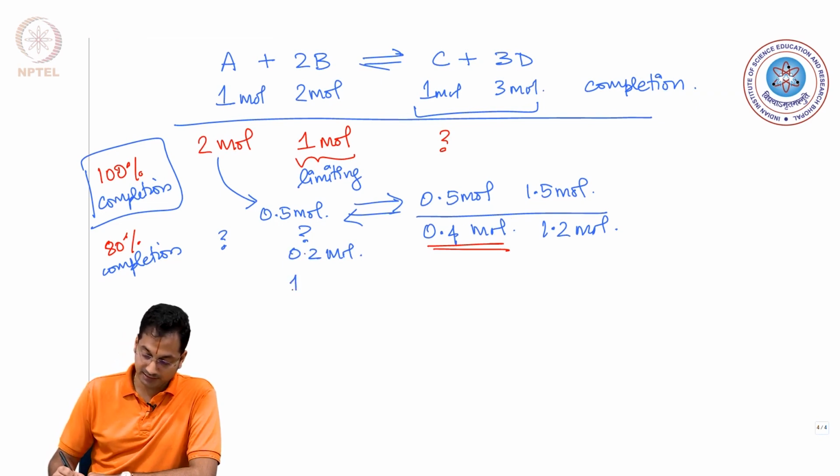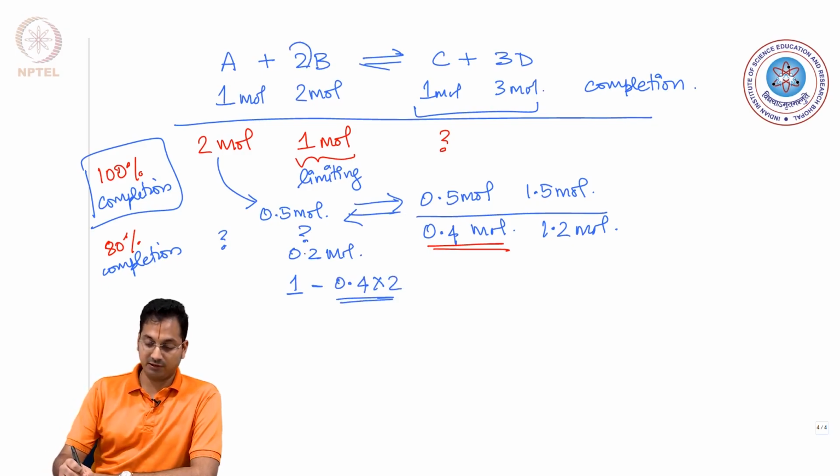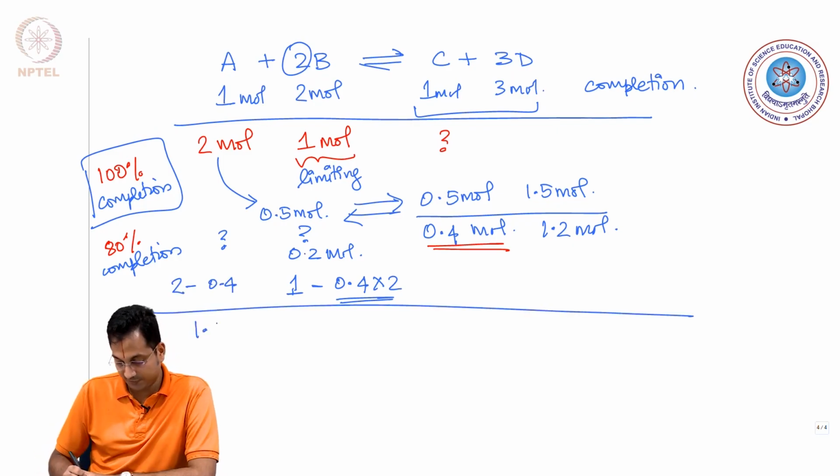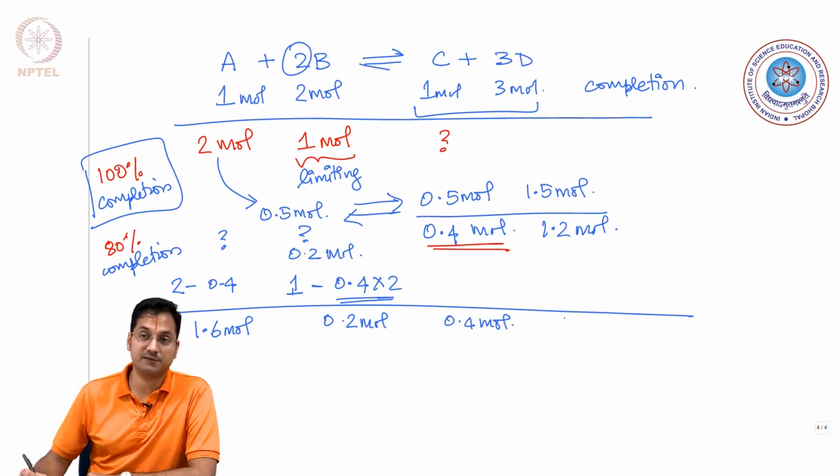How did I calculate this? I calculated this as 1 minus 0.4 times 2. The 2 comes from the fact that you have 2 equivalents of B that are required, and 1 is the initial concentration of B that was provided. And out of the 2 moles of A that you started with, you are going to end up with 2 minus 0.4. So, you are going to have 1.6 moles of A, 0.2 moles of B remaining, with 0.4 moles of C and 1.2 moles of D being prepared.